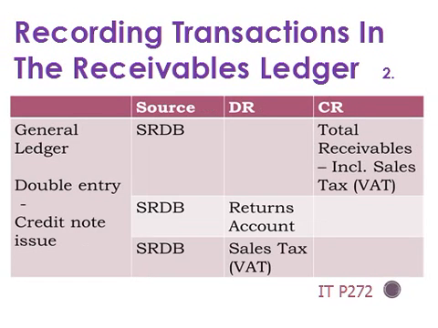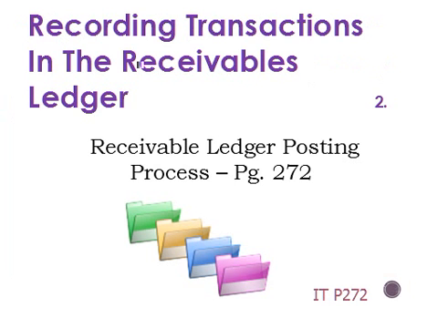The source book, or book of prime entry, for the general ledger double entry involving credit notes issued for goods returned is the sales return day book. From the sales return day book, the total receivables, including sales tax, VAT, is credited, and the returns account and the sales tax, VAT, account are debited to the general ledger. For a diagram of the receivable ledger posting process, see page 272 of your interactive text study guide.